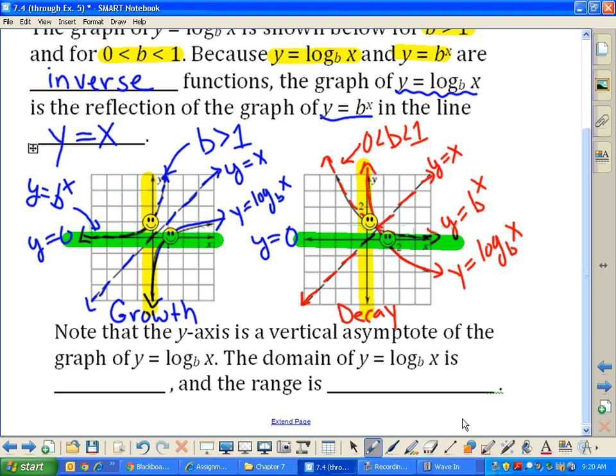This ultimately affects our domain and our range. We could swap out our domain and range from our exponentials. You might recall that the domain for an exponential function was all real numbers. I think Will said that one, right? So that's going to actually be our range for our logarithms.